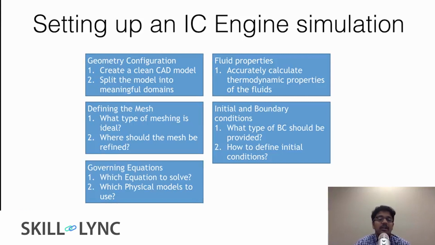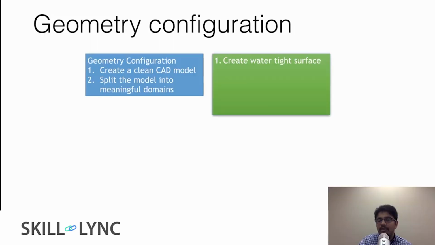When we define the mesh, we need to think about what type of meshing is ideal and where the mesh should be refined. We need to think about the governing equations, what equations to solve, which physical models to use, and we also need to think about the initial and boundary conditions that need to be applied. When we're talking about the geometry, you first need to create a watertight surface.